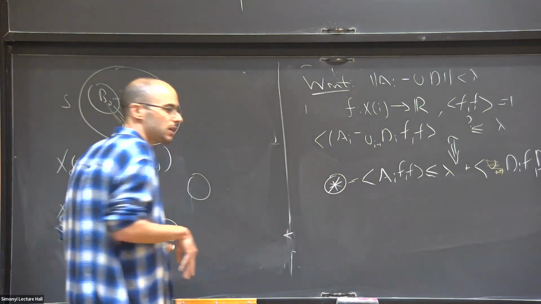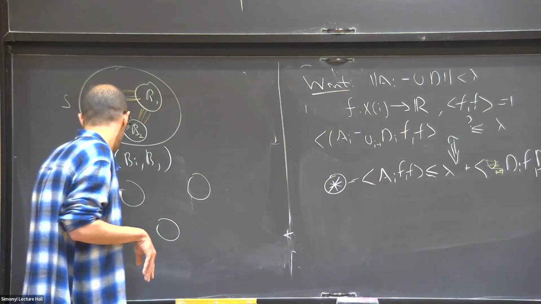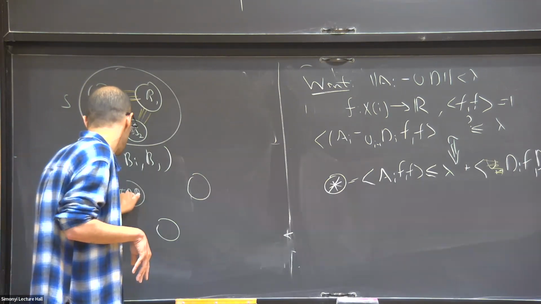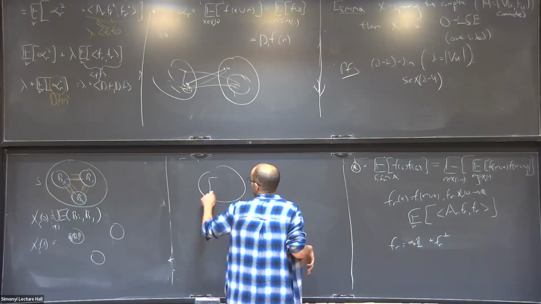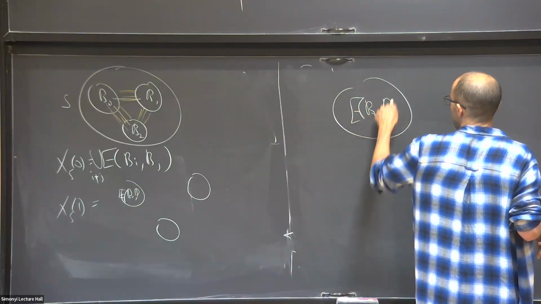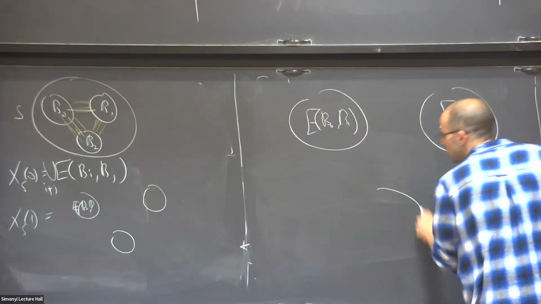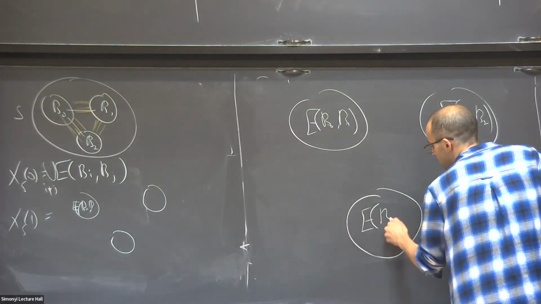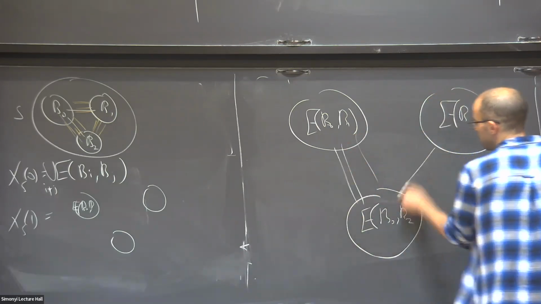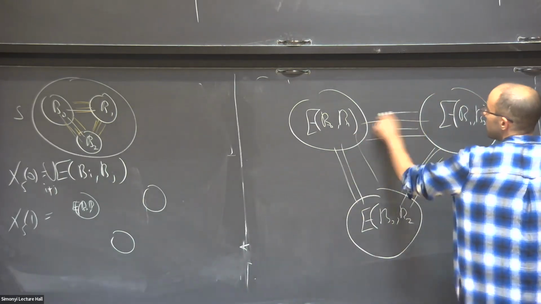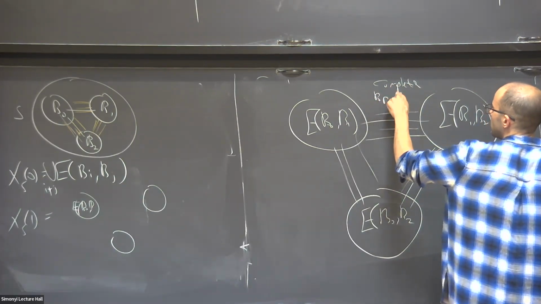Exactly. Maybe I will just draw it now that we know it. Here I have E_B0B1, E_B1B2, and E_B0B2, and between every 2 components, you'll have the complete bipartite graphs.